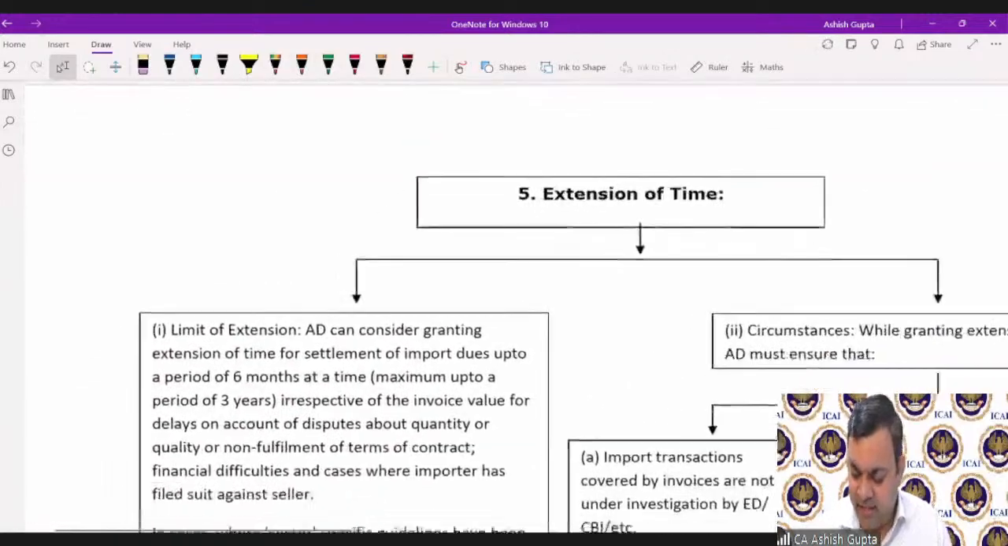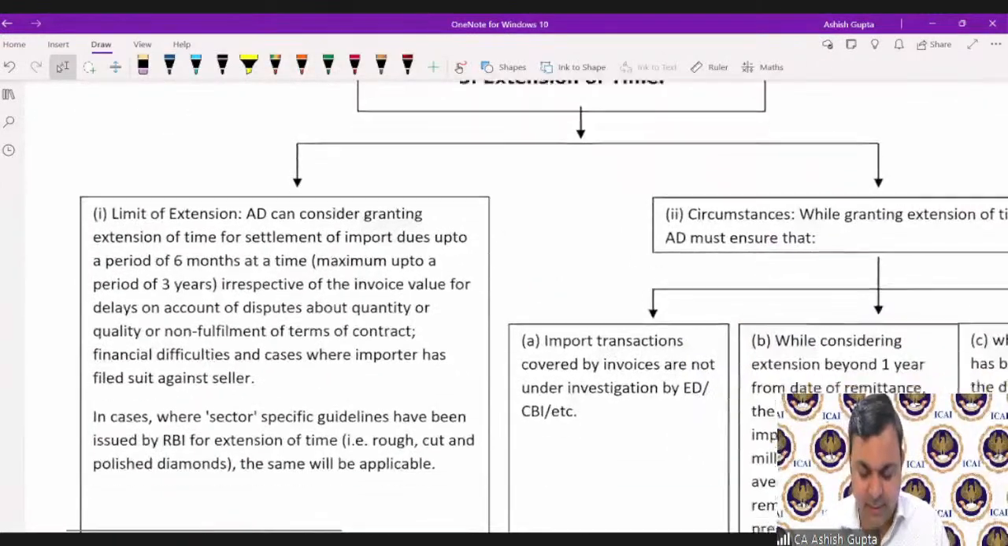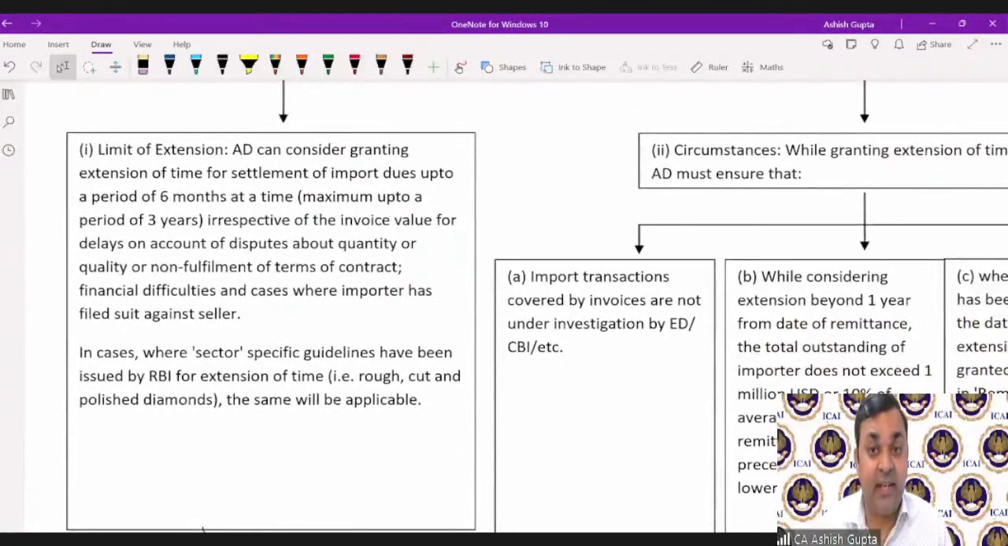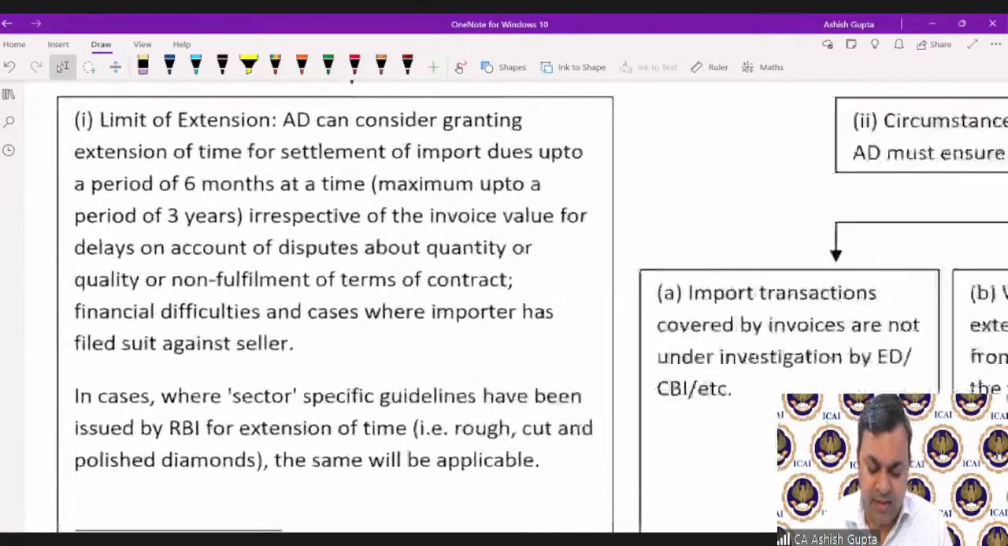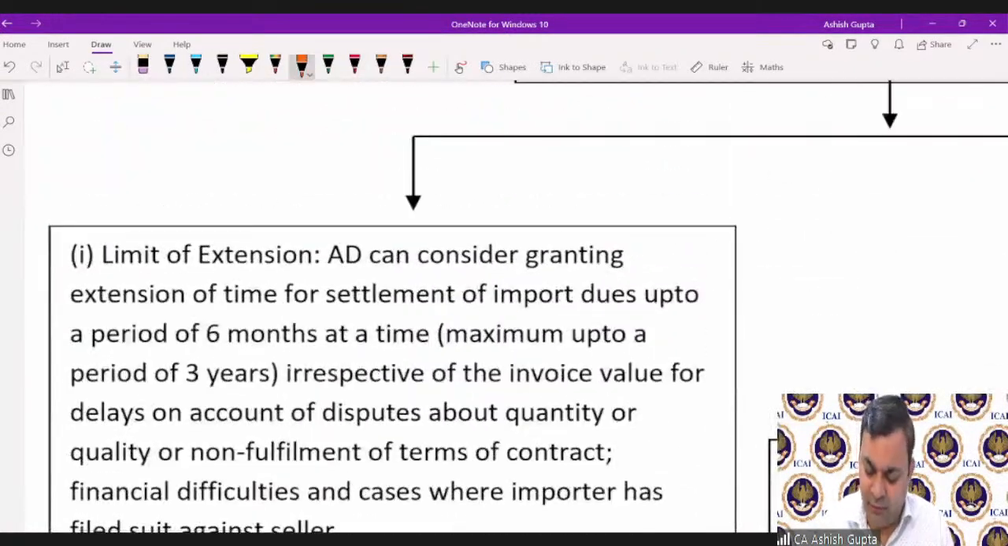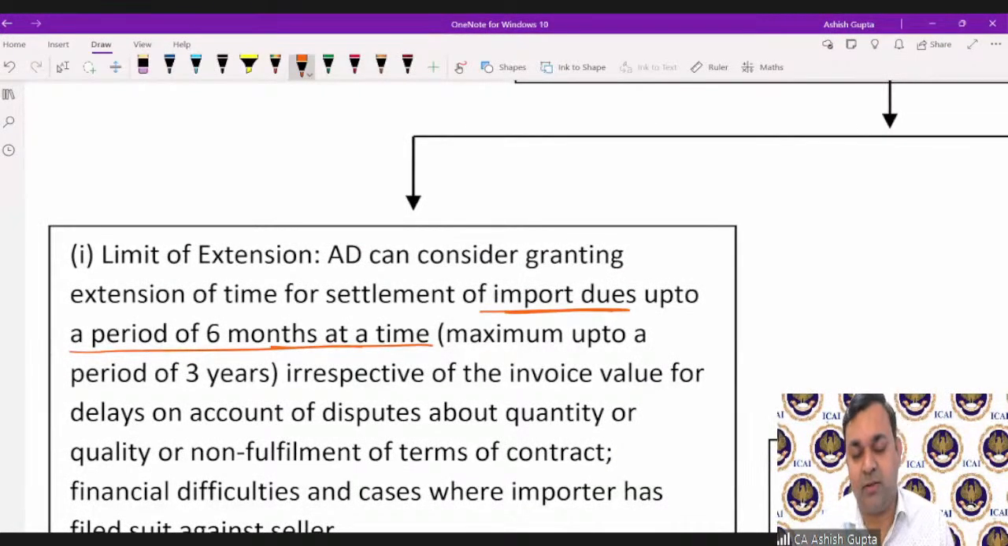Okay, extension of time. Limit of extension. AD can consider granting extension of time for settlement of import dues up to the period of 6 months at a time, maximum up to a period of 3 years, means 6 months plus 6 months plus 6 months. You can take extension till 5 times. Sorry, 6 times, right?